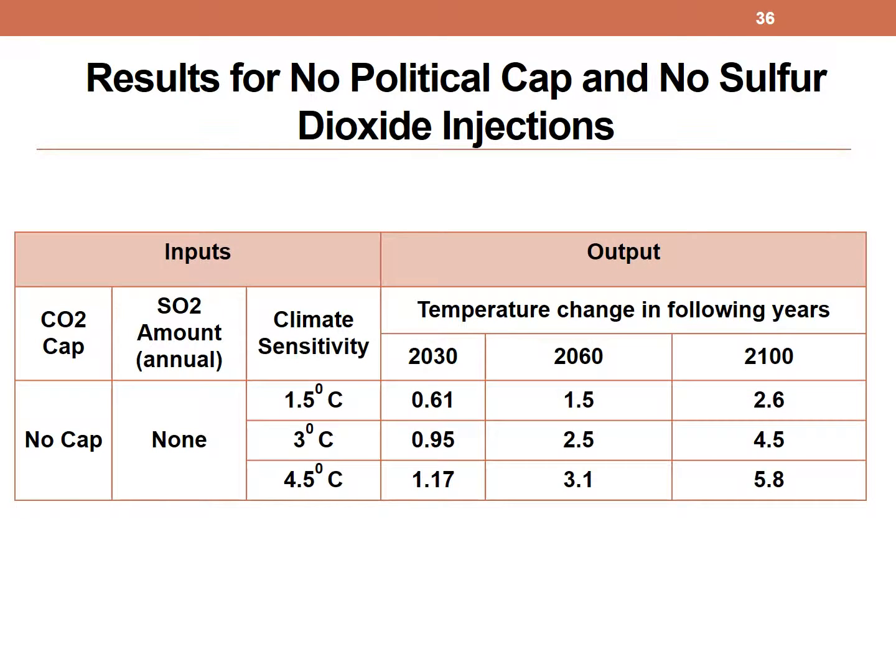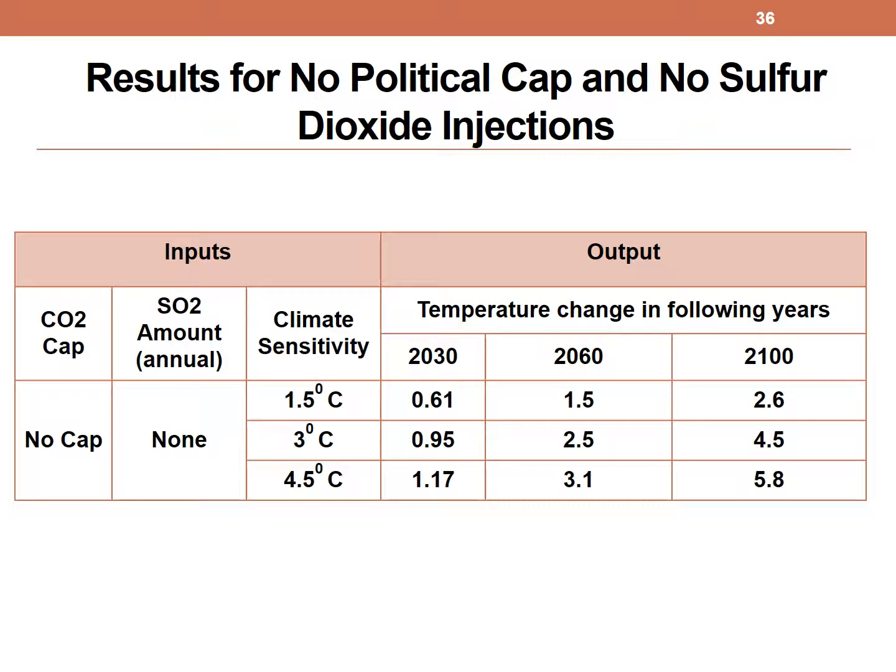Now for the design of experiment. 3 inputs were modified: the carbon dioxide cap, including no cap on CO2 emissions, the sulfur dioxide amount, which included no injections of sulfur dioxide, as well as 1, 5, 10, and 20 million tons, and a climate sensitivity of 1.5, 3, and 4.5 degrees Celsius. The CO2 caps also include a cap of 450 parts per million, 550 parts per million, 650, and 750 parts per million.